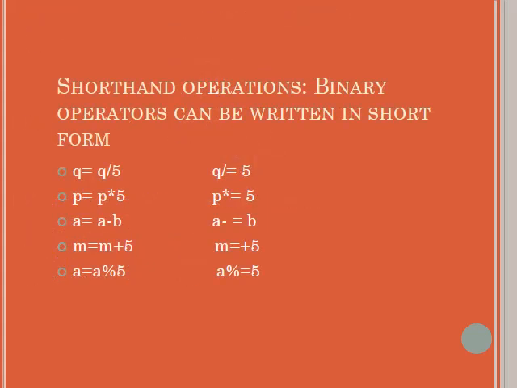Shorthand operation. Binary operators can be written in short form. q is equal to q divided by 5 can be written as q divide is equal to 5. p equals p into 5 can be written as p into is equal to 5. a equals a minus b can be written as a minus is equal to b. m is equal to m plus 5 is written as m plus equal to 5. a equal to a modulus 5 can be written as a modulus is equal to 5. So these all are 5 shorthand operators.